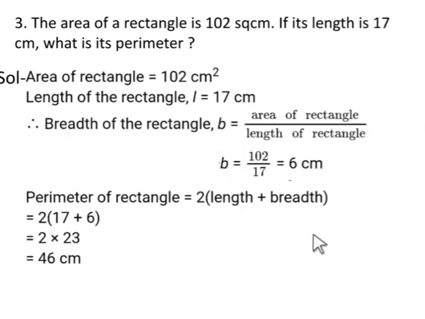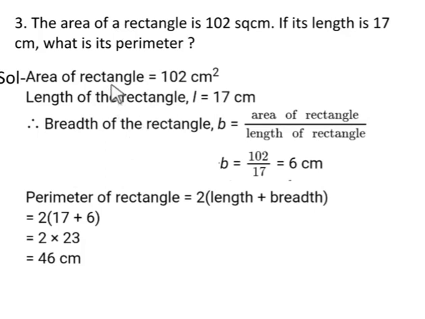Now third example. The area of a rectangle is 102 square centimeter. If its length is 17 centimeter, what is its perimeter? In this example, children, area and length of a rectangle are given. You have to find the perimeter of the rectangle. For perimeter, you should know the breadth. So, using the formula for area of a rectangle, first we will find the breadth of the rectangle.